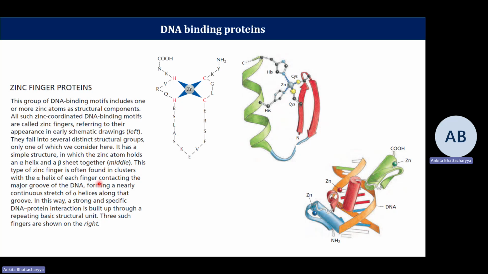And so a strong and a rather specific DNA protein interaction can be built up by repeating such basic structural units. And usually you'll find three zinc fingers present, and they are able to bind to DNA at three subsequent major grooves, which will allow for a stronger interaction.